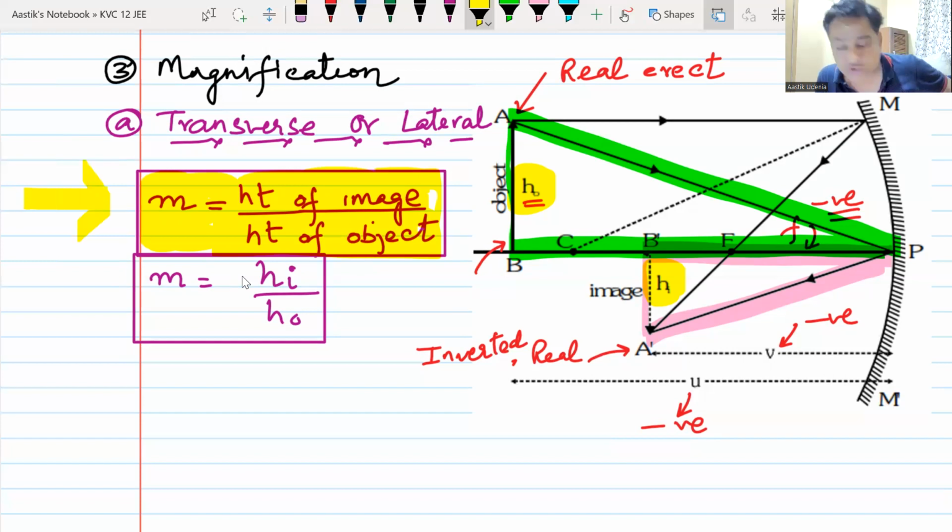And remember, it's a ratio. So magnification is just a number. It will always be a number. So this is one quantity which is a number. Do you understand this? Can I move ahead?